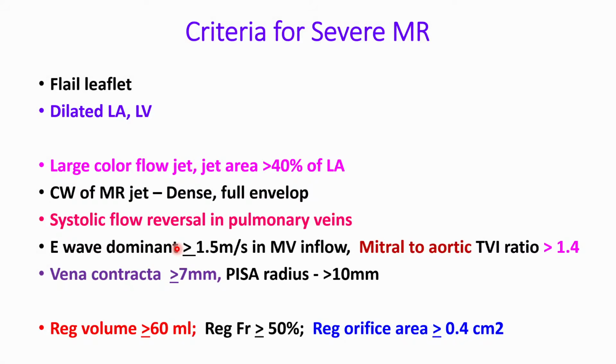If the E wave in the pulse wave Doppler across the mitral valve is more than 1.5, mitral to aortic valve TVI more than 1.4, vena contracta of more than 7 mm, and PISA radius more than 10 mm. Based on the PISA radius, we can calculate regurgitant volume and regurgitant fraction. If the regurgitant volume is more than 60 ml, the regurgitant fraction more than 50%, and the regurgitant orifice area more than 0.4 centimeter square, these fulfill the criteria for severe MR.